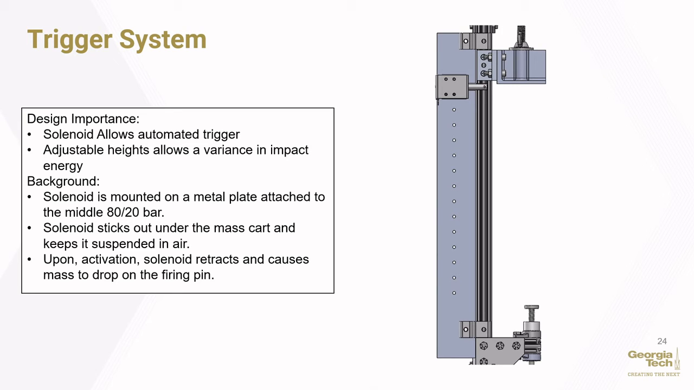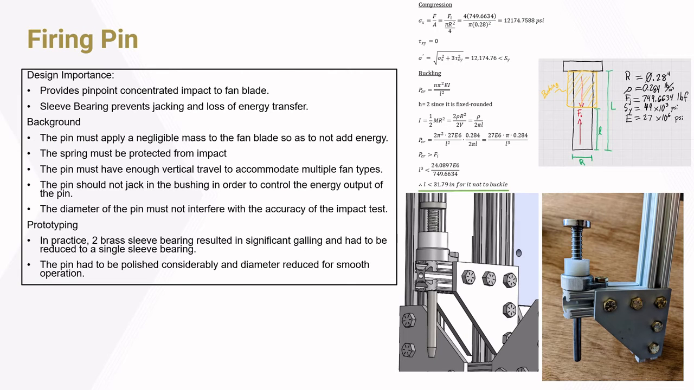The mast cart system is triggered by a solenoid. It is designed so that it can be mounted at different heights, allowing tests to be performed at different amounts of energy. The firing pin was designed to withstand multiple high-impact forces and compression between the mast cart and the fan blades while delivering the most force and precision to the blades without bending.